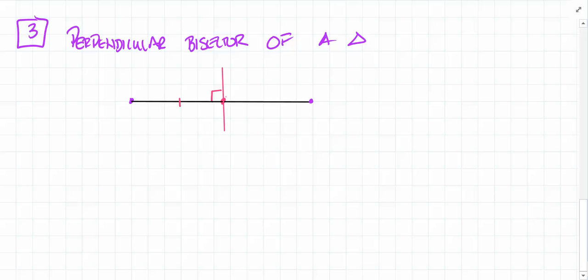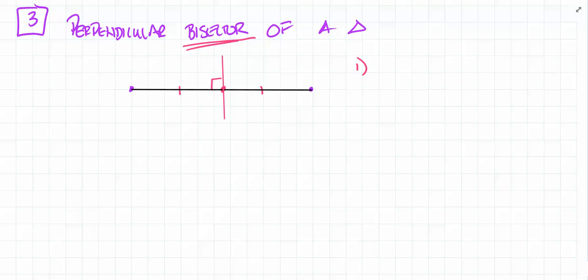Aren't all lines in the middle? So the first thing we did was we would use a ruler, and we found the midpoint.